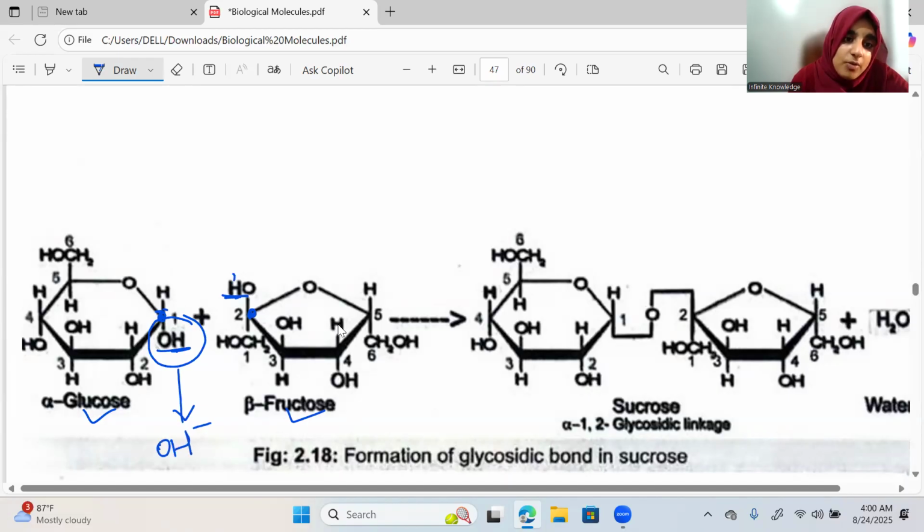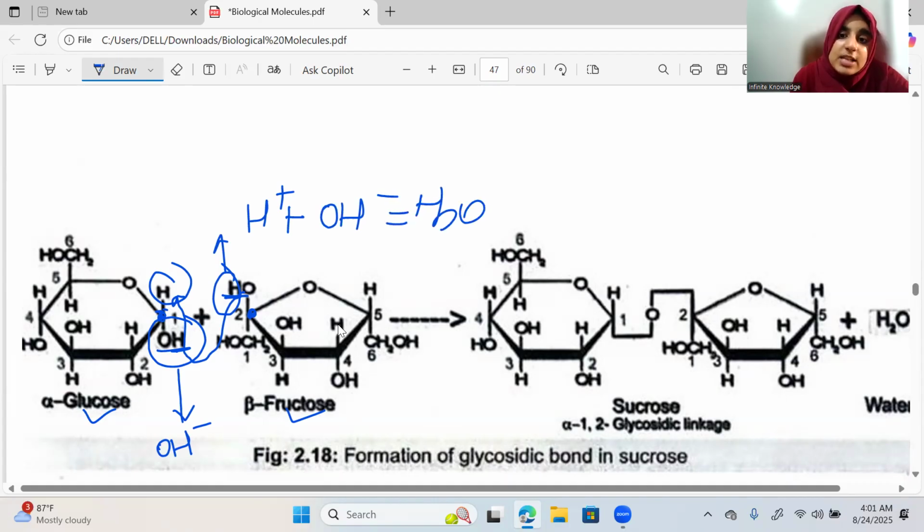And over here, from over here, what will we take? We will take H positive only. Okay? And this oxygen will form a bond with this hydrogen at the top. Right? And this H and OH negative will form water together. Okay? As you see over here, right?